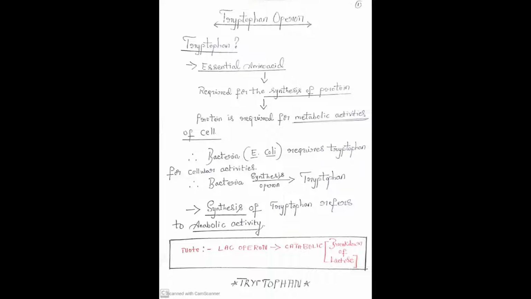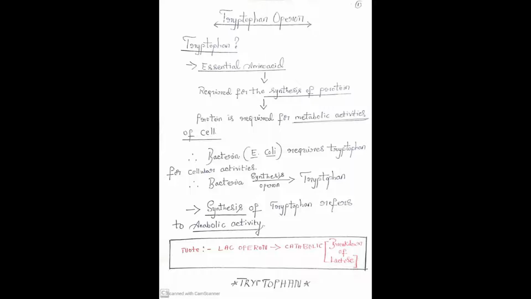If bacteria require tryptophan, bacteria have to synthesize tryptophan. You know two concepts under metabolism: catabolism and anabolism. Synthesis comes under anabolism, breakdown comes under catabolism. We have studied the lac operon. There, breakdown of lactose will occur. That's why it comes under catabolic mode. So the lac operon is a catabolic activity.